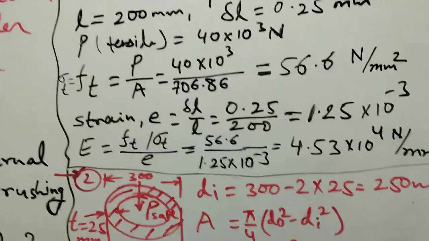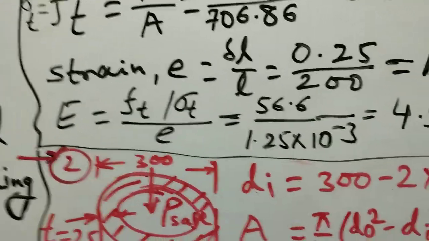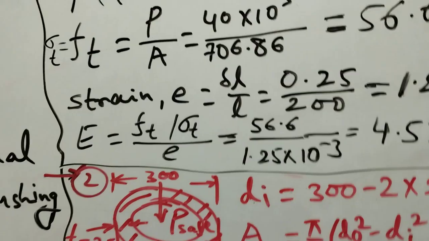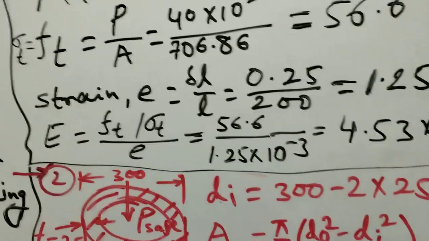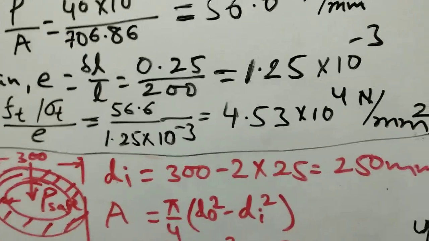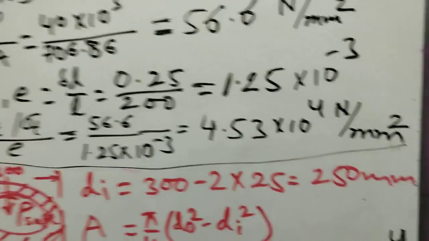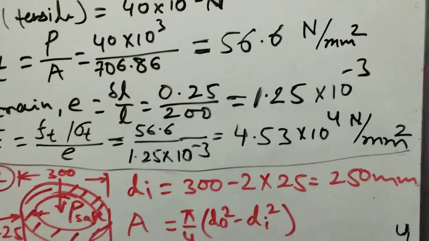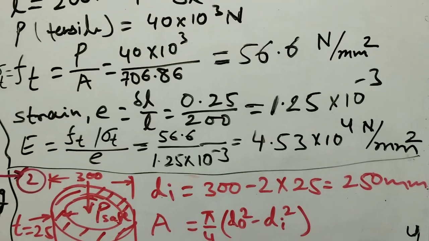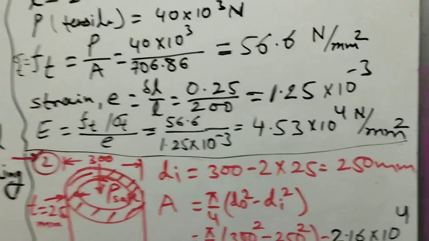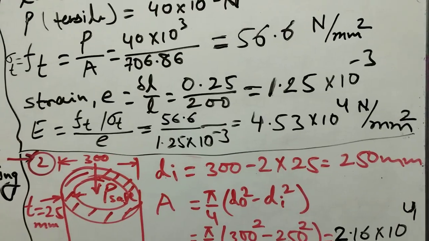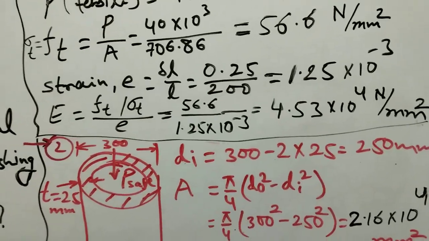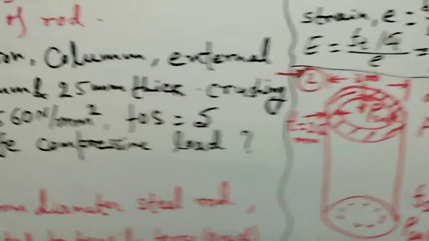And the modulus of elasticity, denoted by E or Young modulus, is the stress divided by strain, by Hooke's law. Applying the mathematical calculation, we get the result of 4.53 into 10 to the power 4 Newton per millimeter square, or 45.3 GPa. Now go to question number 2.